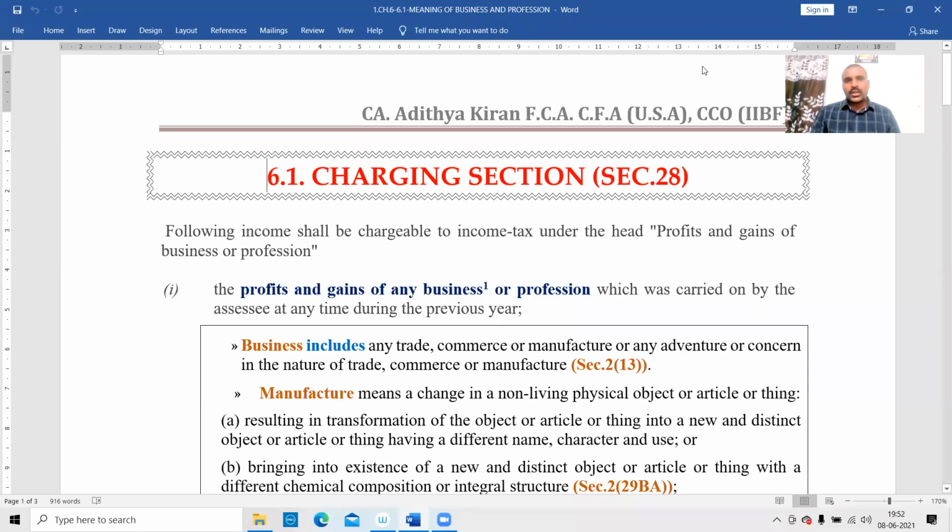Good morning, students. So we'll start with the first section of the PGBP, profits and gains of business or profession. The first section of the PGBP is section 28.